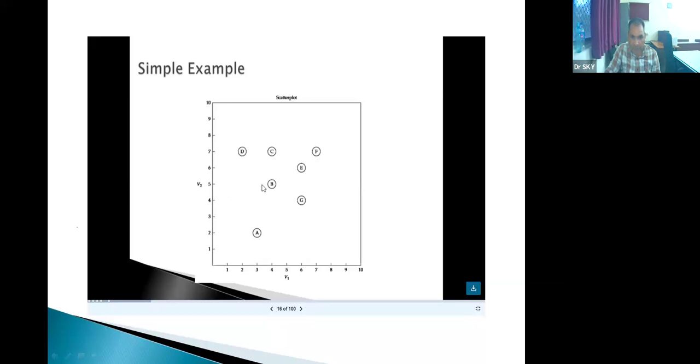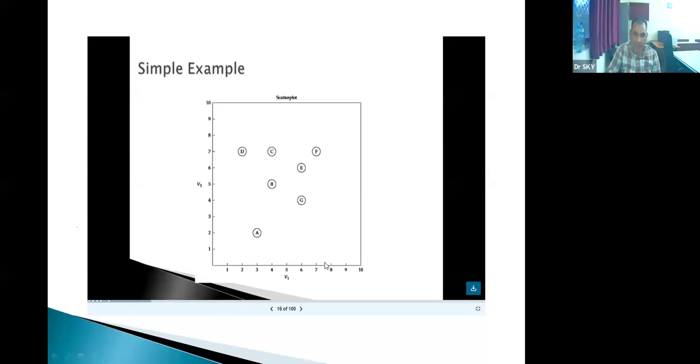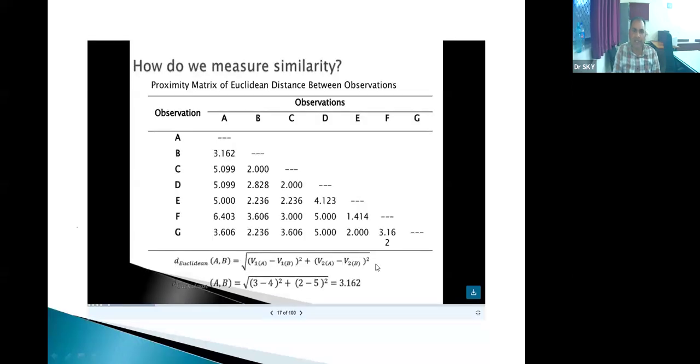Similarly, 5 points on V2 and 4 points on V1, so here we have 4, 5. Then 5, 4, 7, 4, 2, 7, 6, 6. So for 6, 6 you can see here, E is 6 here and 6 here. This way we can plot this scatter diagram. And now we calculate the Euclidean distance. We know that for Euclidean distance we take the differences of the same characteristics on the 2 points, take the squares of those, sum them, and take the square root of that.